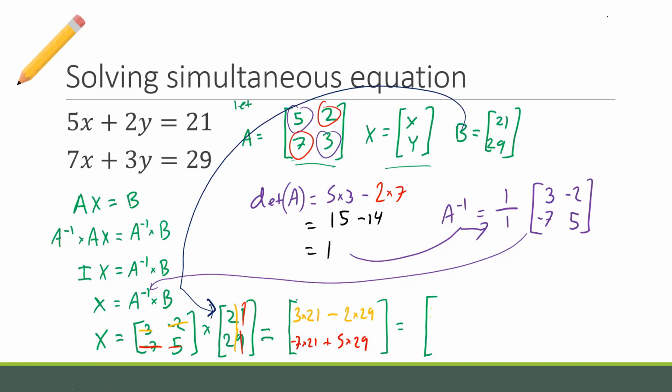Three times 21 is going to be 63. 2 times 29 is going to give us 58. 7 times 21, 147. 5 times 29, 145. Which gives us our final answers.